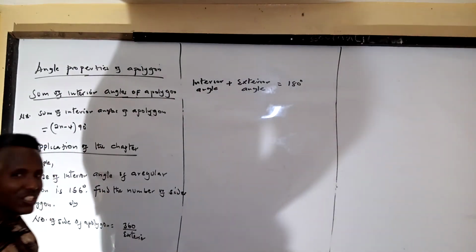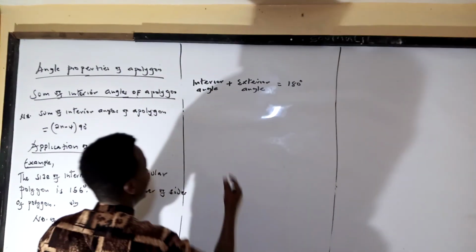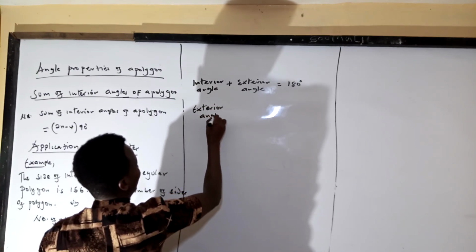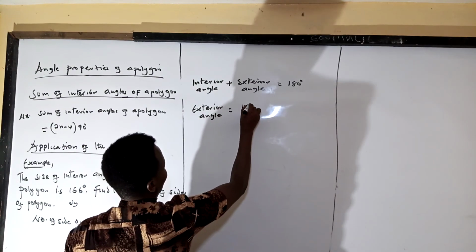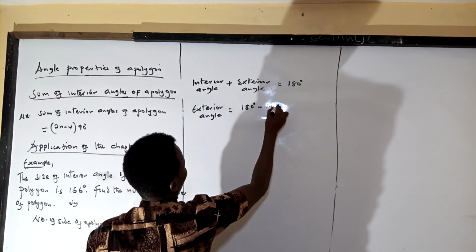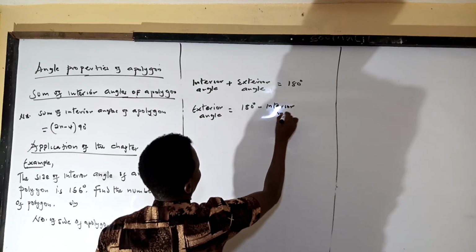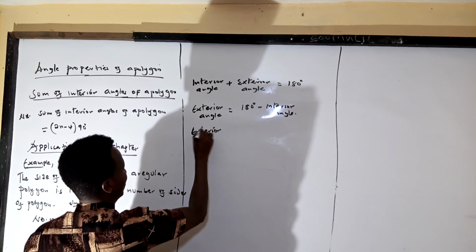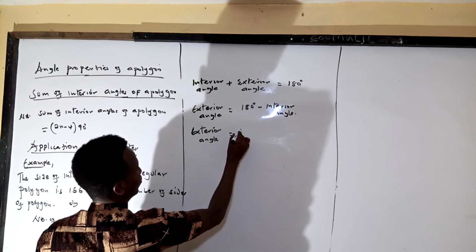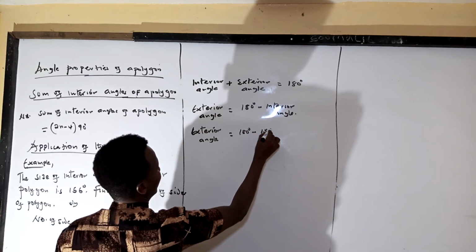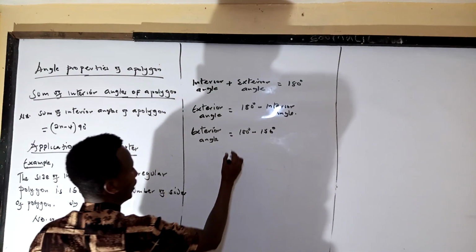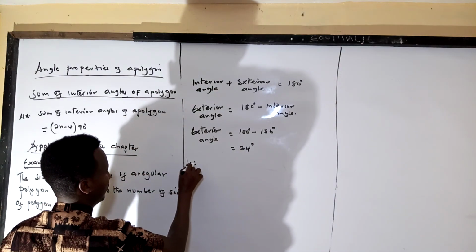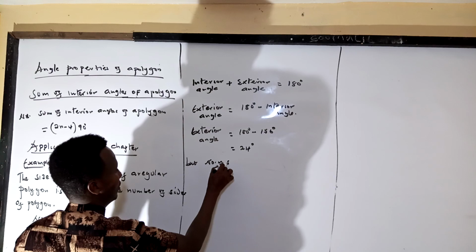Since we have the interior angle, we can get the exterior angle. Exterior angle is equal to 180 degrees minus the interior angle. Therefore, the exterior angle is equal to 180 degrees minus 156 degrees. So that will give us 24 degrees.